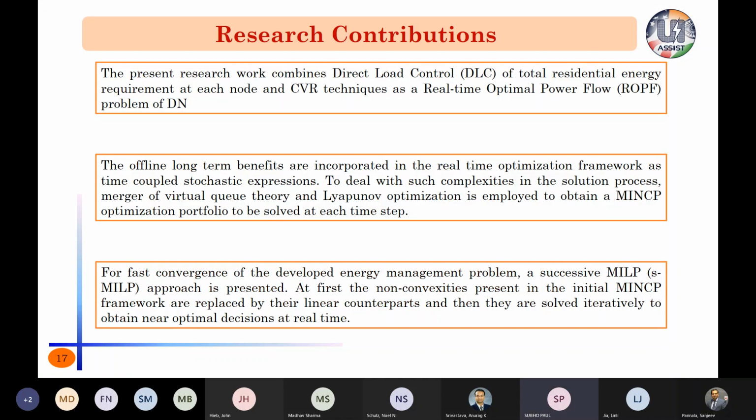To do that, first the direct load control or the real-time load shedding process is merged with the CVR technique, and the overall optimization technique is simplified with the help of virtual queue theory and Lyapunov optimization. And to get the solution faster, the mixed integer non-convex programming has been simplified as a mixed integer linear programming, which has been solved iteratively.